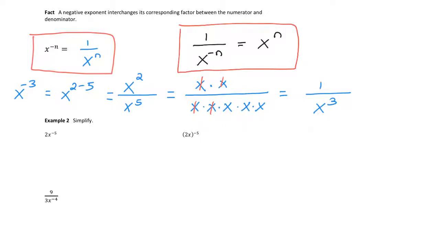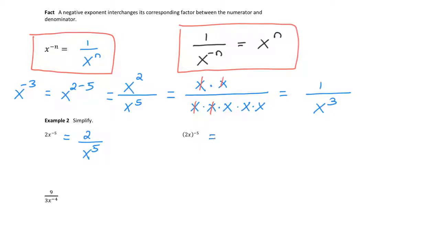All right, I have 2 times x to the negative fifth power. I want to write my answer without using a negative exponent. Now this negative 5, it's attached to the x, but it's not attached to the 2 because there's no parentheses around it. What this means is x to the negative fifth should really be in a denominator. The answer is 2 over x to the positive fifth. This notation is our way of saying that x to the negative fifth just moves to the bottom like this.